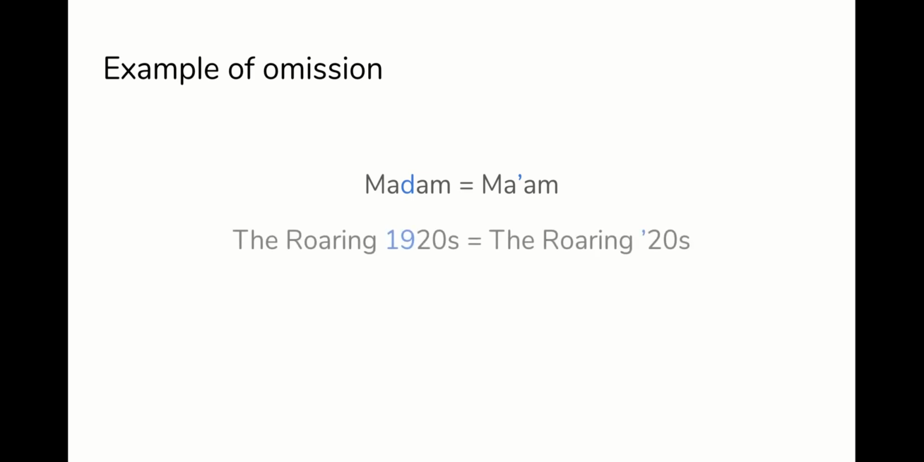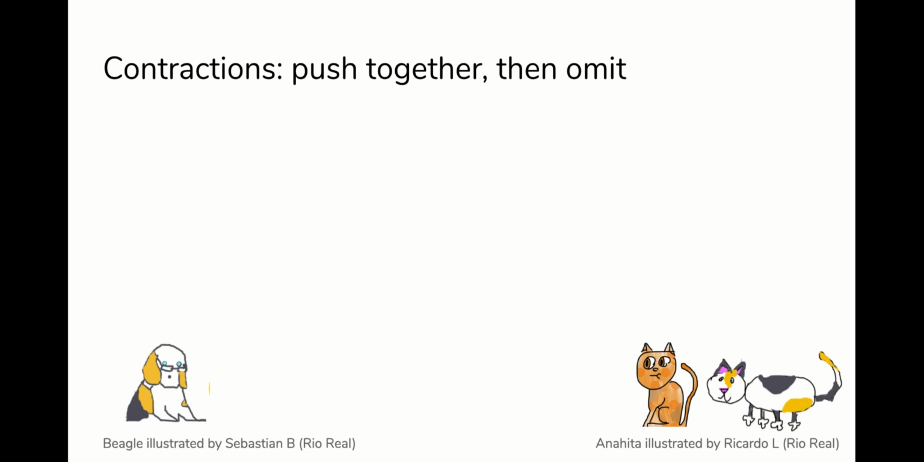Now, what about omission? When we use an apostrophe to omit a letter, we're leaving the letter out. Here's some examples. Madam becomes ma'am. The roaring 1920s becomes the roaring '20s. Little Sebastian becomes Lil' Sebastian. Contractions are something that you're very familiar with since elementary school, and that just means pushing 2 words together and then taking a letter out and using an apostrophe.